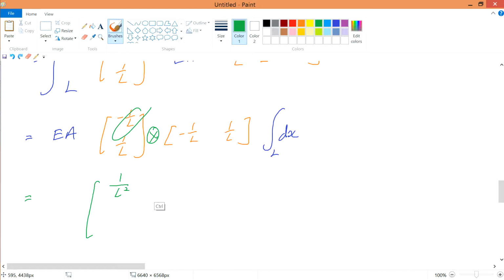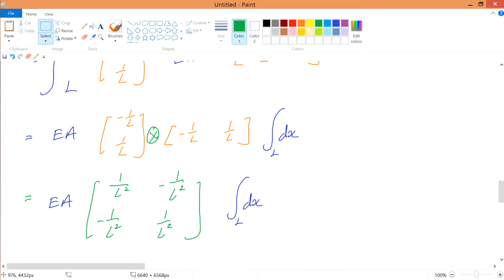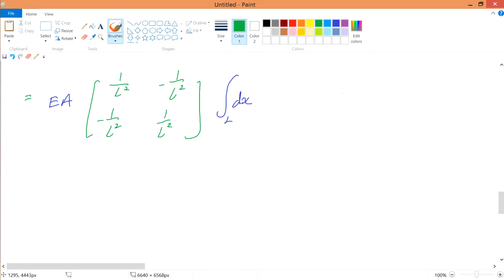This one multiplied by this one, you have minus 1 over L square. And then this one multiplied, you will have this matrix over here. Now just simply paste the rest of the same stuff. Then I'll evaluate this integral, because if you integrate in terms of dx, what you have is equal to x, from L to 0. So just simply sub in this, since we know the integration already.